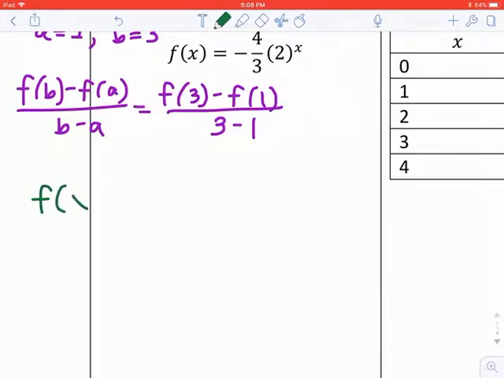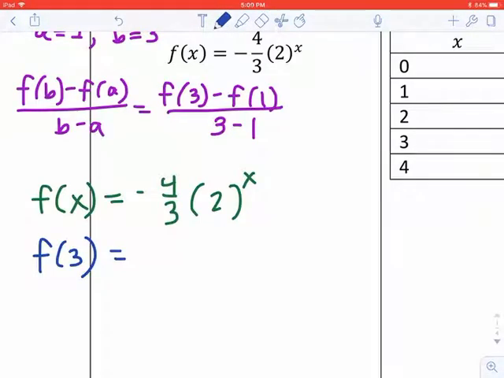So instead of saying, if we're referencing this f of x function, f of x is equal to negative 4/3 times 2 to the x power, if we were to reference, I guess we want f of 3. F of 3, recall that the difference between this and this are these right here. So everywhere on the right side, the only thing that would change are these x's.